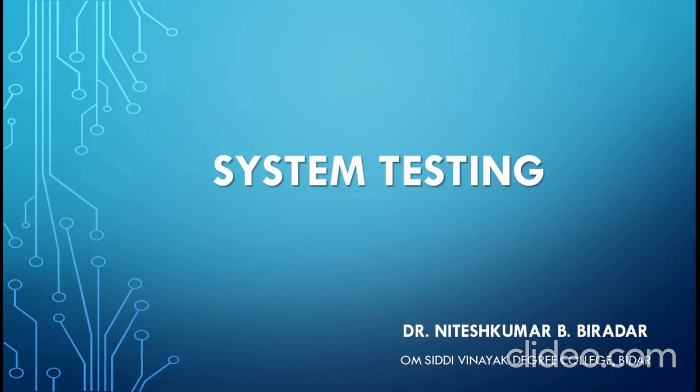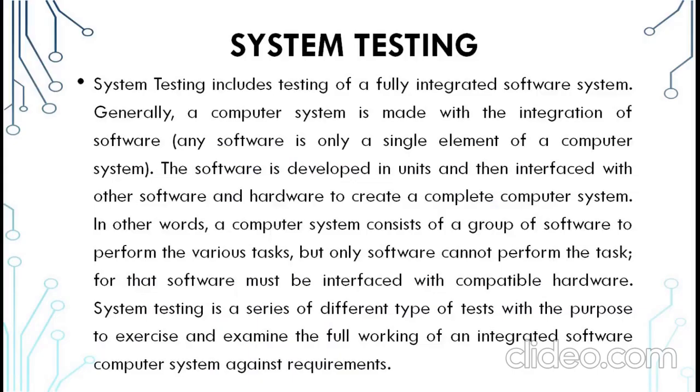In this video, I am going to explain system testing. System testing includes the testing of a fully integrated software system. So system testing is applied when the software is integrated and fully completed. Generally, a computer system is made with the integration of software. The software is developed in units and then interfaced with other software and hardware to create a complete computer system.